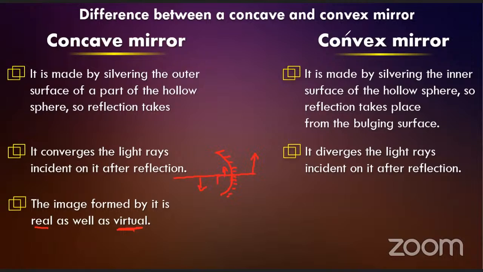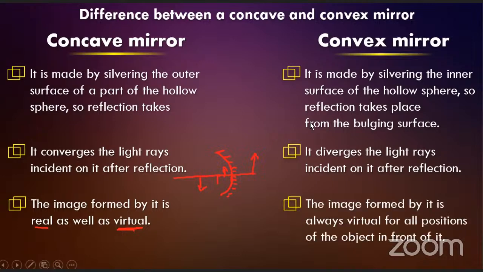But the convex mirror always gives which type of image? Virtual image, only virtual image. Is it right? The image formed by it is always virtual for all positions of the object. No matter where you stand in front of the mirror, you will always get only a virtual image. So the image is always formed between P and F, diminished and virtual. So these are the main differences between these two.